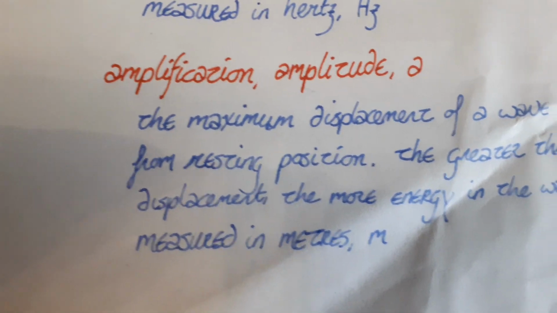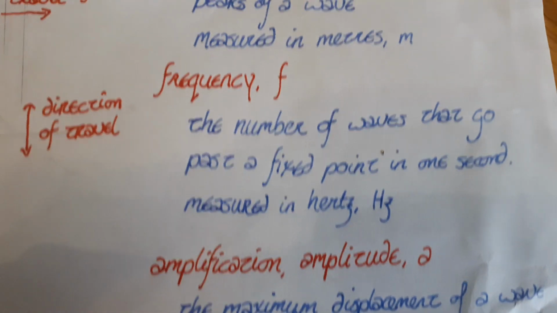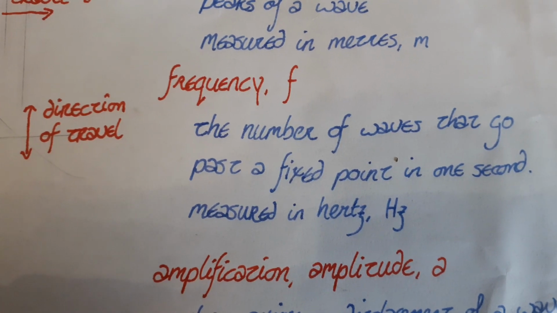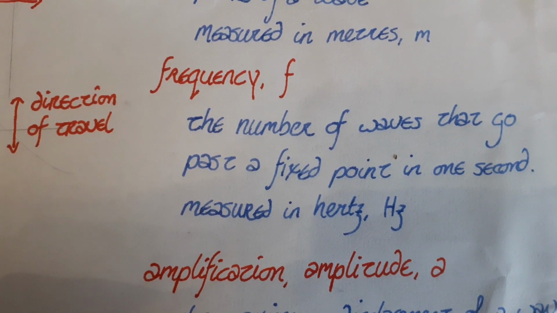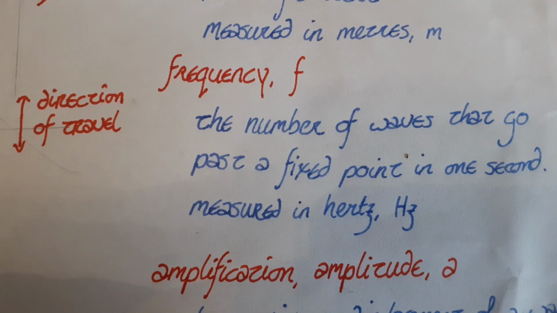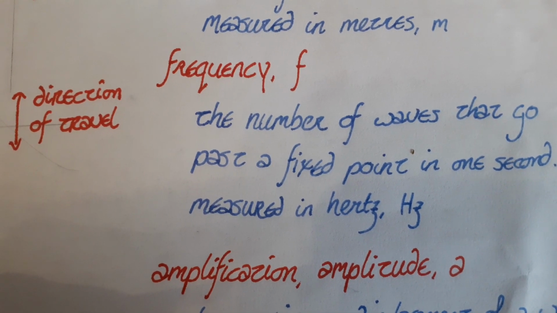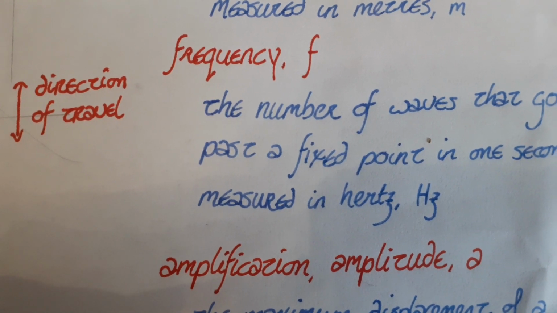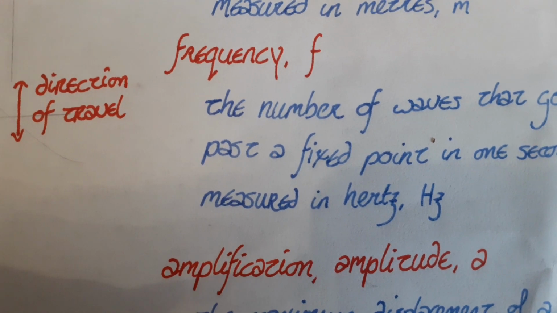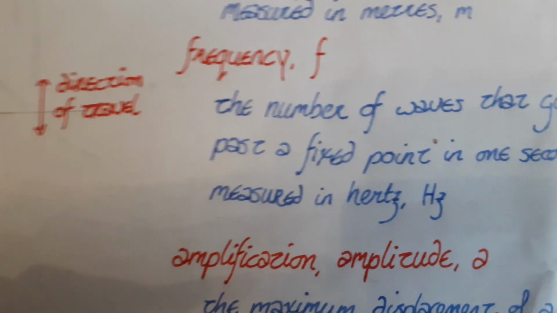Amplitude as well, I've not really mentioned, is also measured in meters because we are measuring the height. And the final one, frequency, we use the letter F, and it's the number of waves that go past a fixed point in 1 second, and it's measured in hertz. So 1 hertz is 1 wave goes past in 1 second. 2 hertz, 2 waves go past in a second. 100 hertz, 100 waves go past your fixed point in a second. Okay.